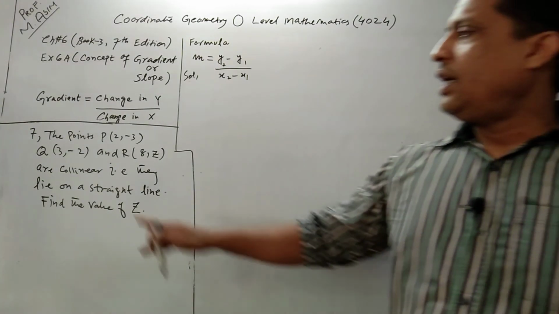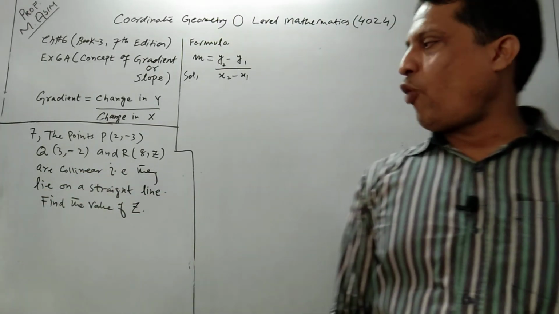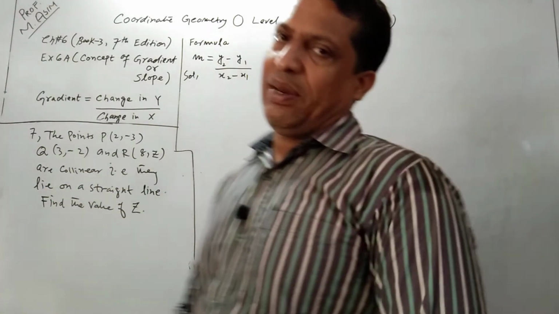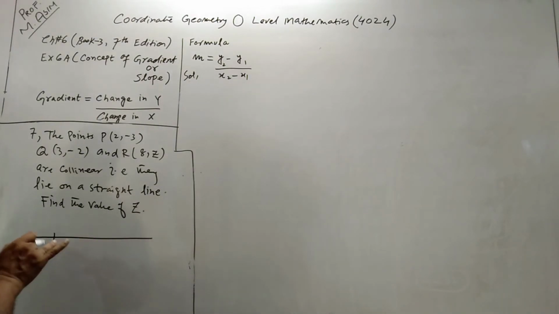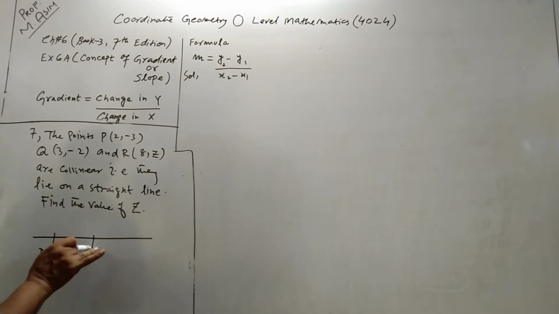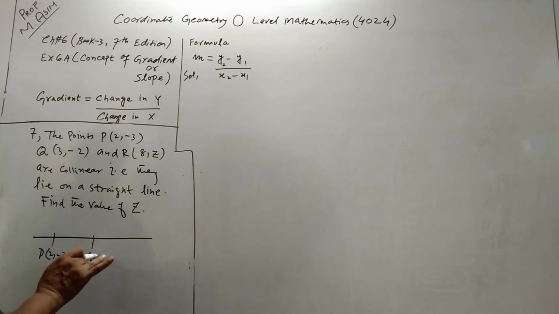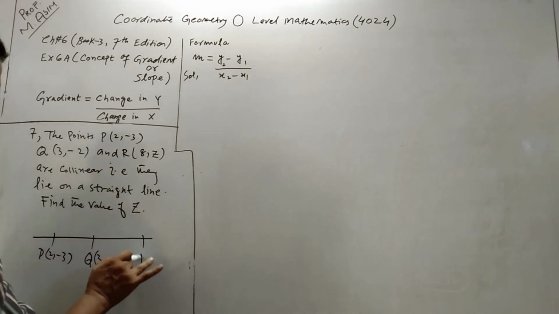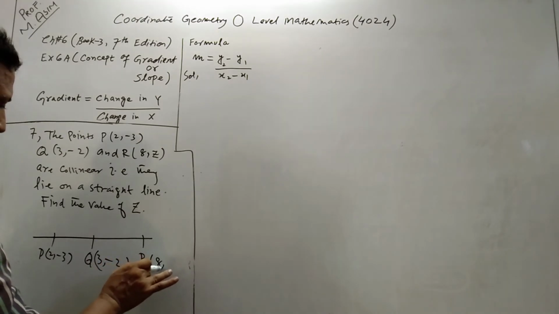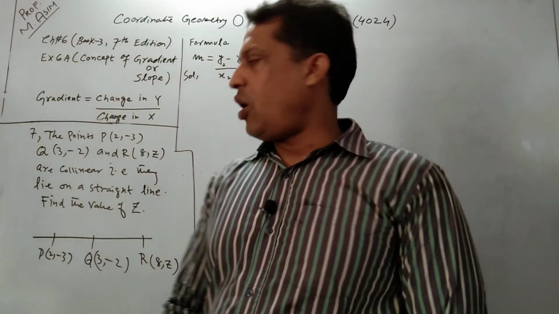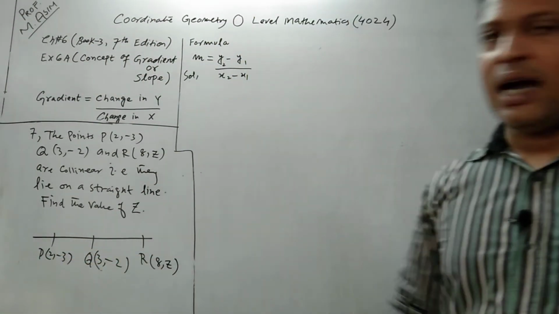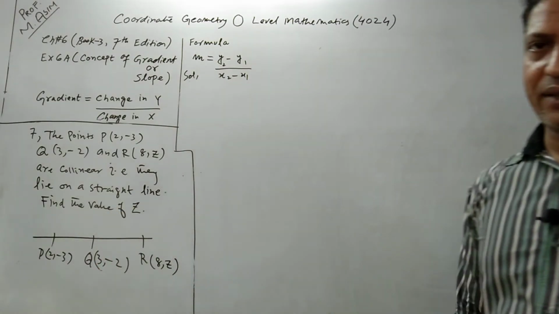Students, collinear means all points lie in the same line. For example, this is P, this is Q, this is R, so collinear means all 3 points P, Q and R lie in the same line.